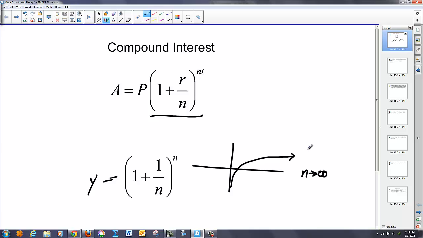It levels out to a number of roughly 2.718-ish. And that's a special number. They call that number E. The man who first looked at this formula was Euler, E-U-L-E-R, and so they gave him his own constant E, which is equal to 2.718. And that's the number you see on your calculator.